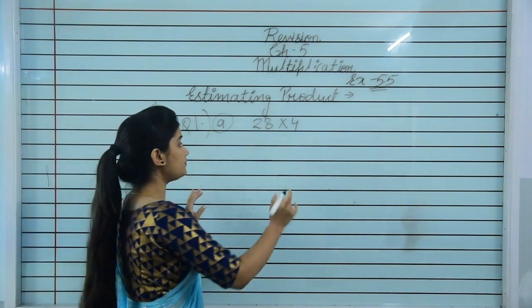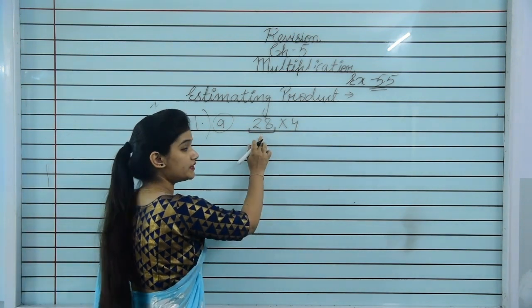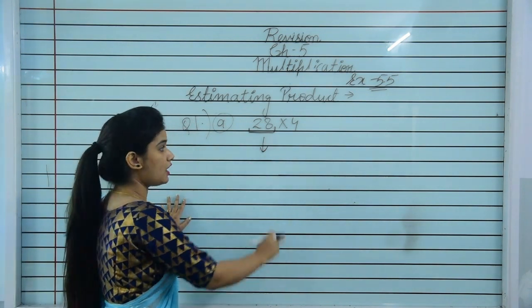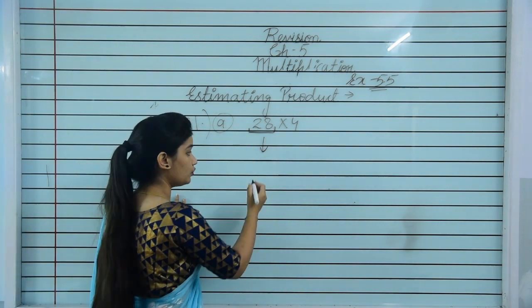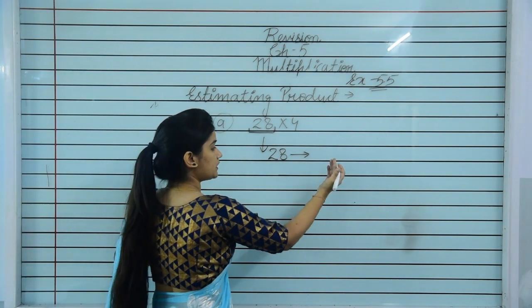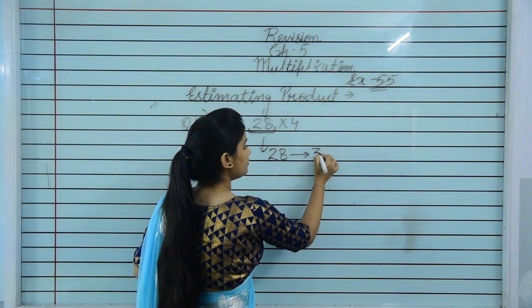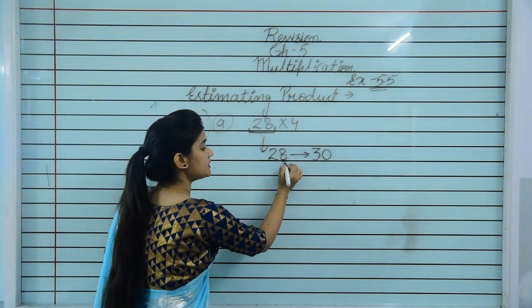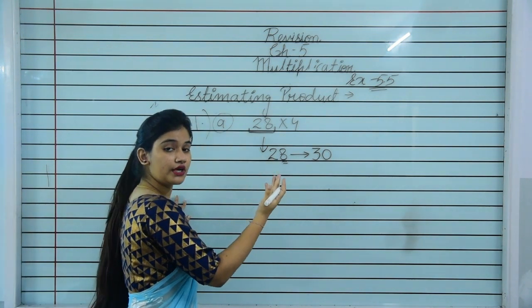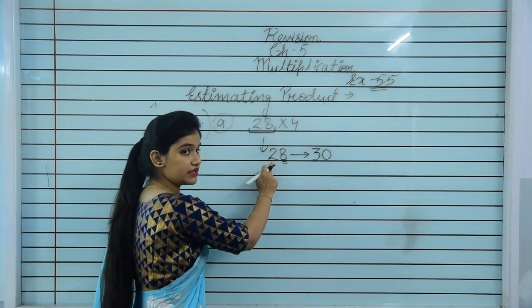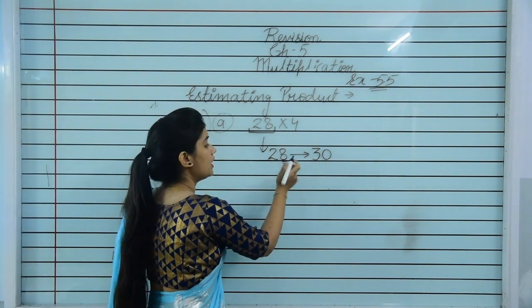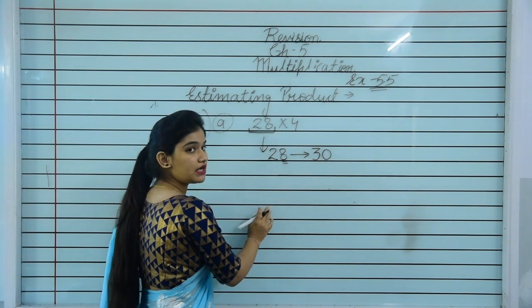So students, look here. You have to round off this 28 to the nearest 10. What will you do to 28? You will round off to the nearest 10, and when 28 is rounded off to the nearest 10, it will be 30, because we see the last digit is 8, that is more than 5, greater than 5. It means we have to increase this number, that will be 3, and this 8 will become 0. 28 rounded off becomes 30.